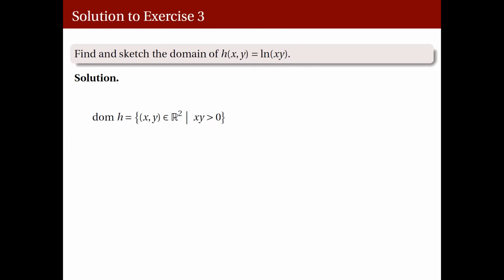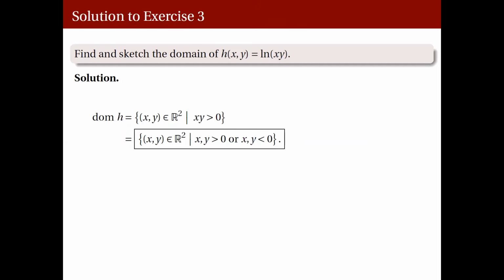But if xy is positive, then there are actually two possibilities for that. It could either be the case that both x and y are positive, or that x and y are both negative. So in other words, x and y must have the same sign, both positive or both negative. Okay? And graphically, we obtain the following sketch.